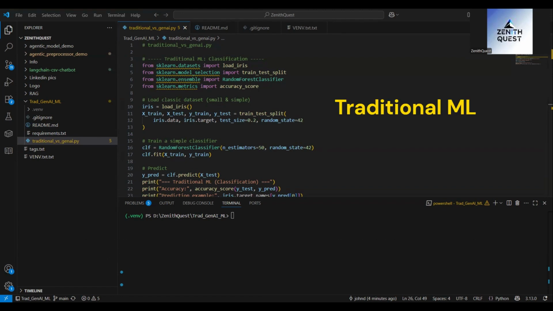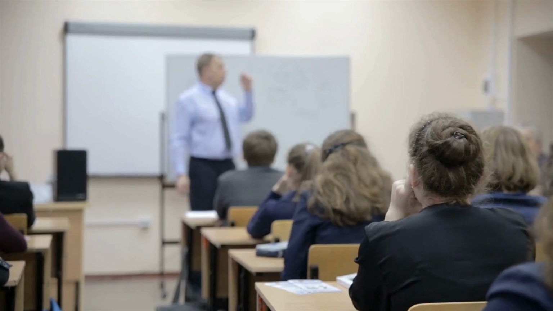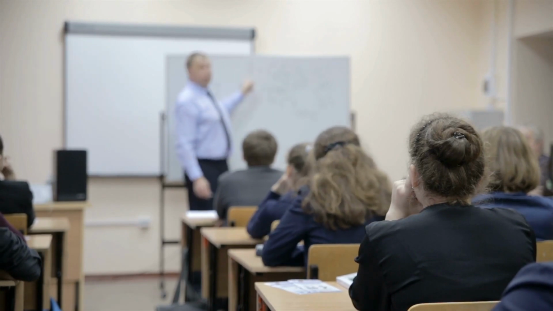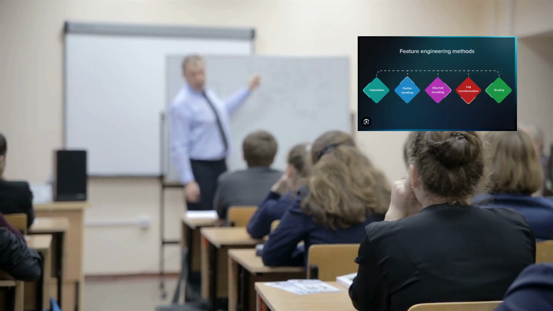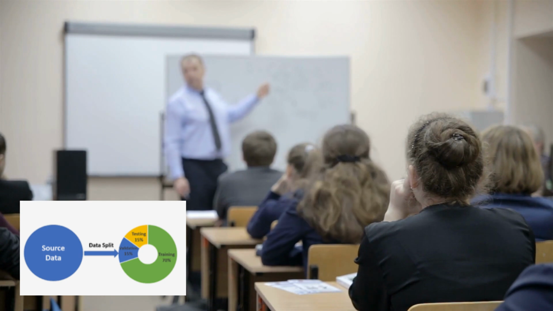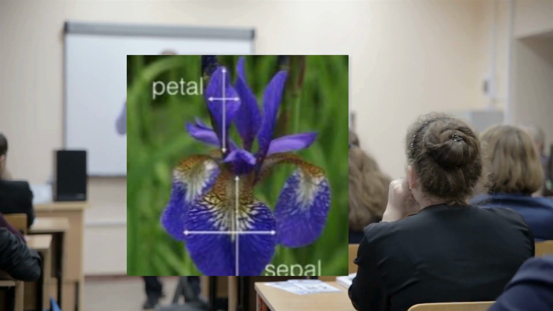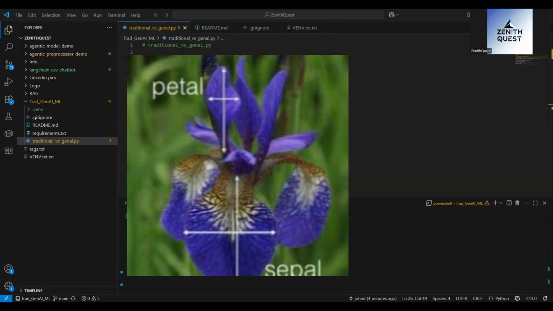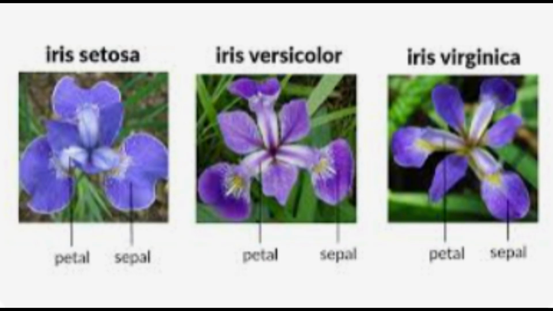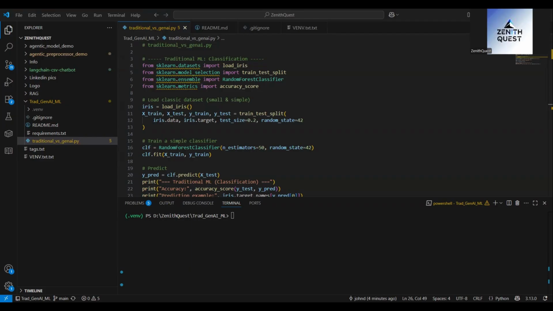If you look into traditional ML, it's like teaching a student. We collect data, clean it, do feature engineering, split into train and test, and then train a model like RandomForest. For example, with iris flowers, the model learns from the sepal and petal measurements and predicts this is versicolor or a different variety.